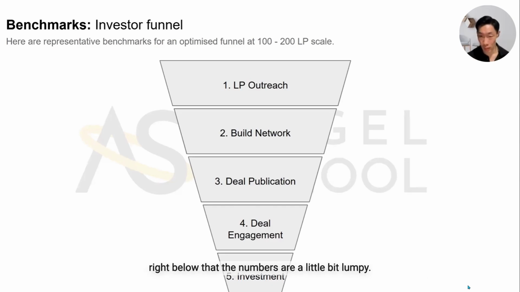Below that, the numbers are a little bit lumpy. There's fluctuations. And at bottom of funnel, the numbers are not strong enough, right? It doesn't give us strong enough indicators, especially on the referrals. So what I'm going to present to you here is basically benchmark data on the different funnel stages when you are between 100 to 200 investor scale.